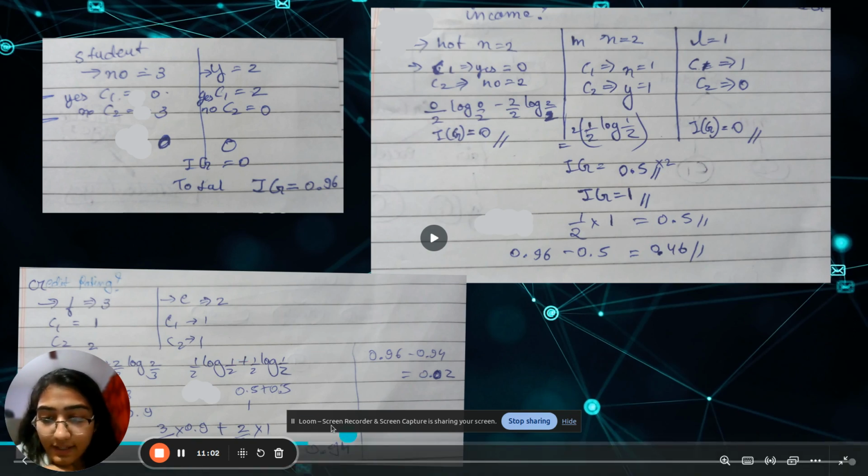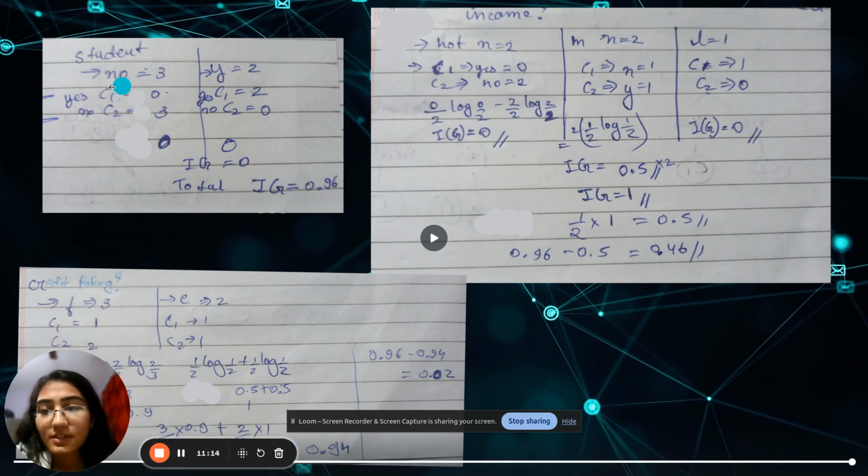Similarly, for credit rating, the total gain will be 0.02. As we can see here, the largest information gain will be of student, and if he is a student, then as we can see here, if he is not a student, then the class will be C2. For C1, there is no value. I mean, there is no row for C1. So if it is not a student, then obviously the class will be C2 only.